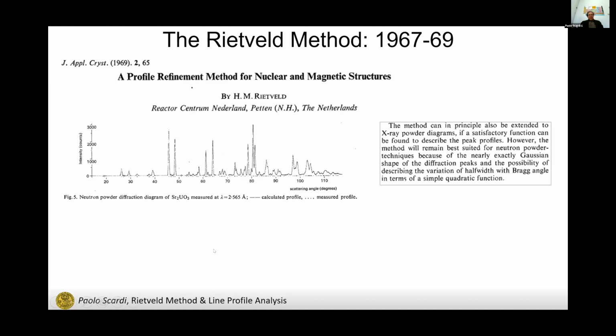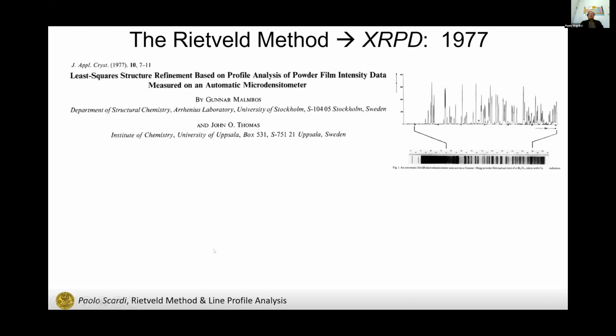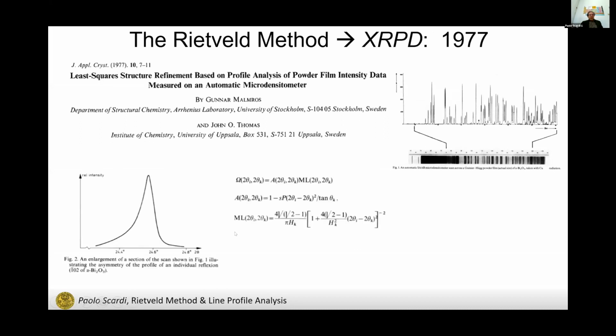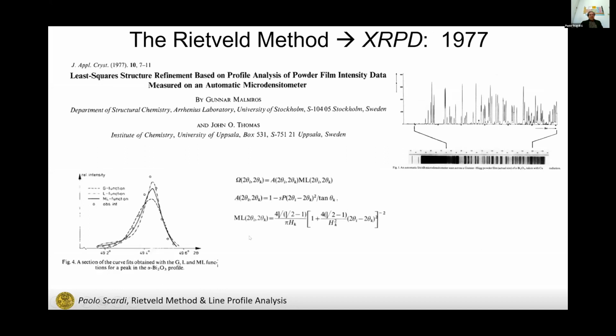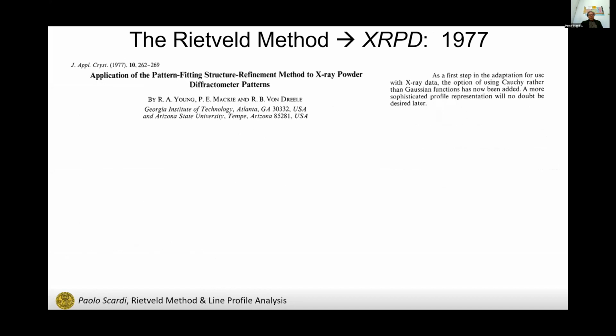In the full form, this, however, was destined to happen only 8 years later, with the work of Malmros and Thomas, as you see here, where they, as better than a Gaussian profile for X-ray powder diffraction, proposed a modified Lorentzian, and always correcting for asymmetry, especially for the low angle reflections, which is quite normal for powder diffraction. Here you see some details.